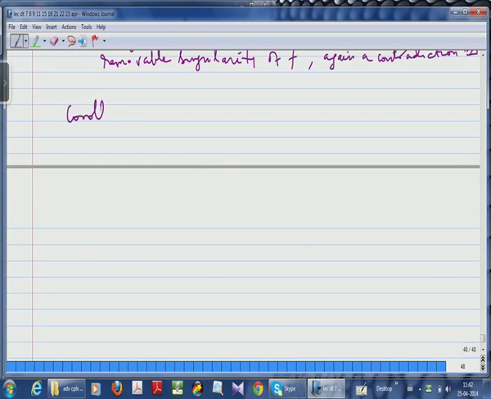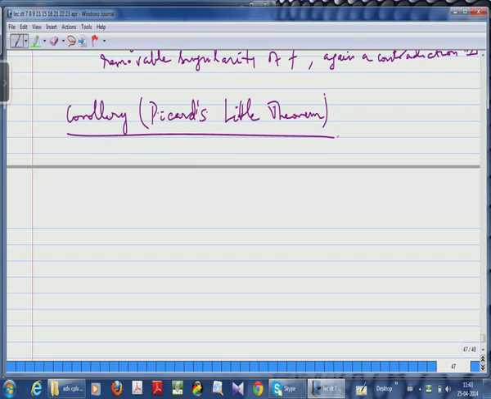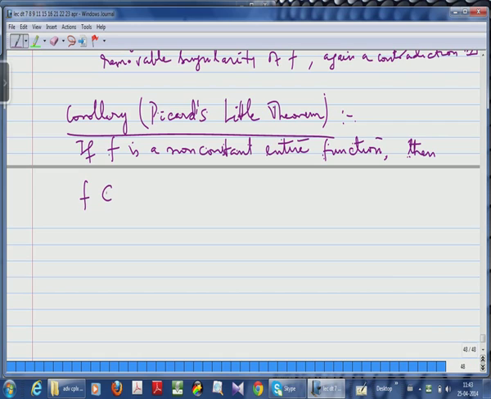So, corollary, Picard's little theorem: if f is a non-constant entire function, then f of C is equal to C or C minus z0, for some z0 in C.